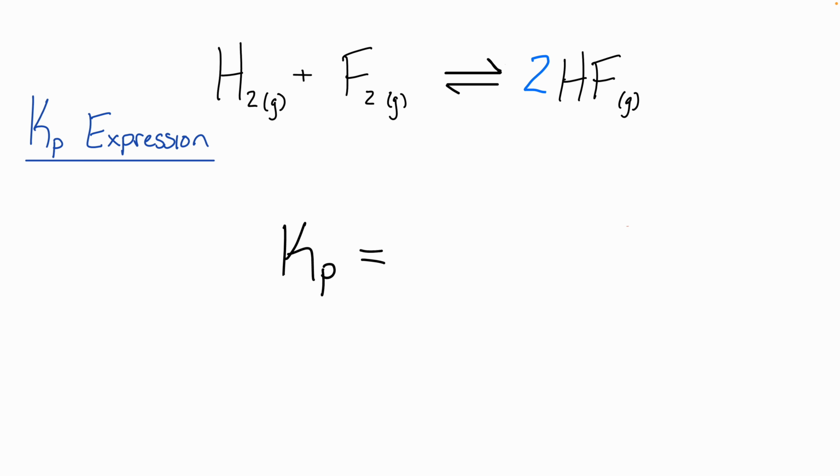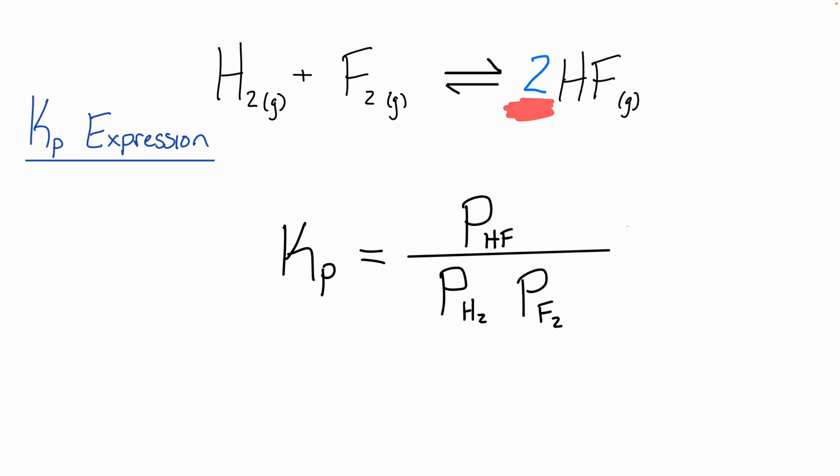Okay, building this Kp, I'm going to remember first, what over what? Products over reactants. In this case, it's a Kp, where the P stands for pressure. So it's the pressure of that product HF divided by the pressure of my reactants. And then we also have to remember that our coefficients become exponents, so I'm going to have to square the pressure of my hydrogen fluoride there.